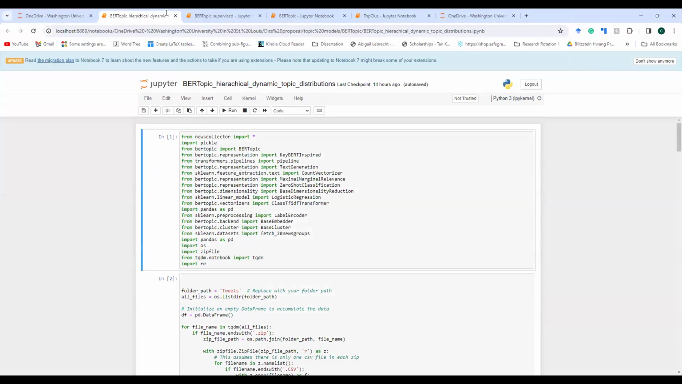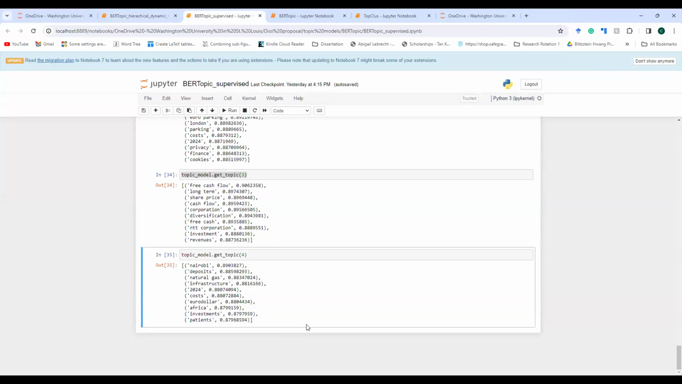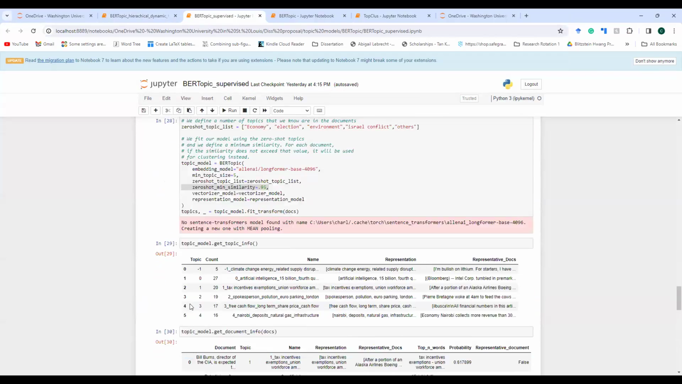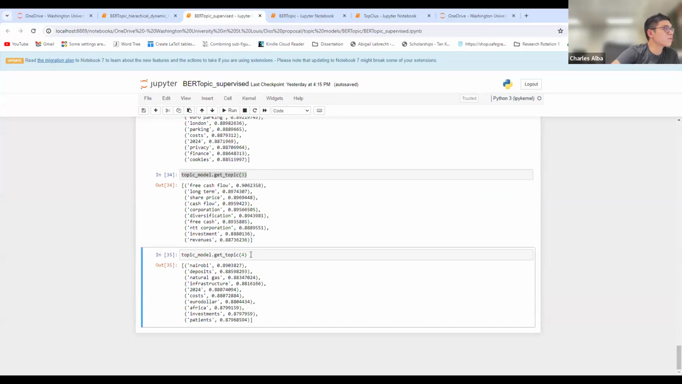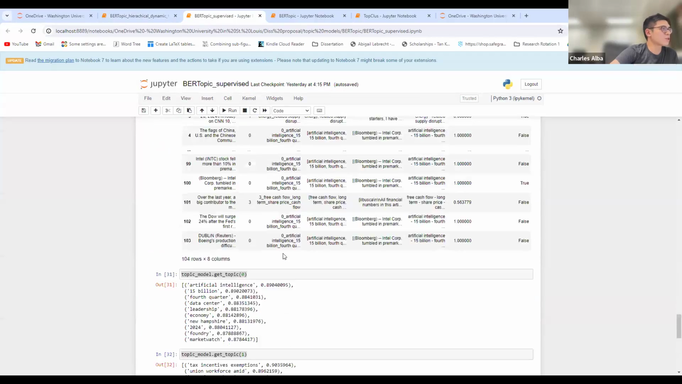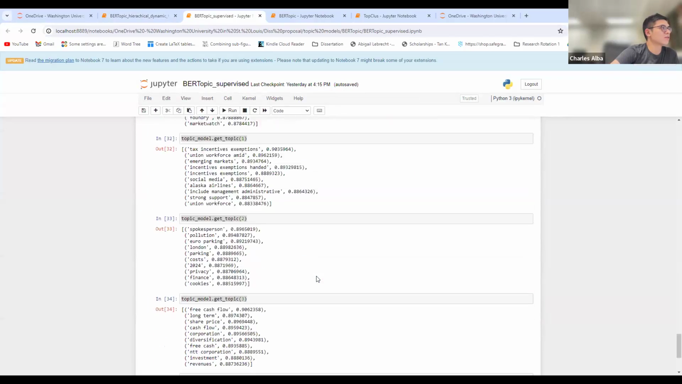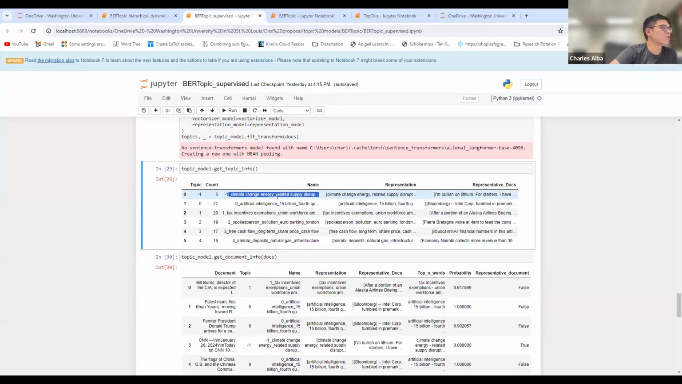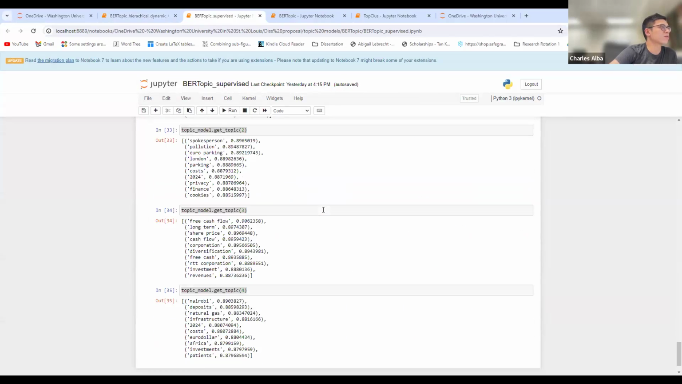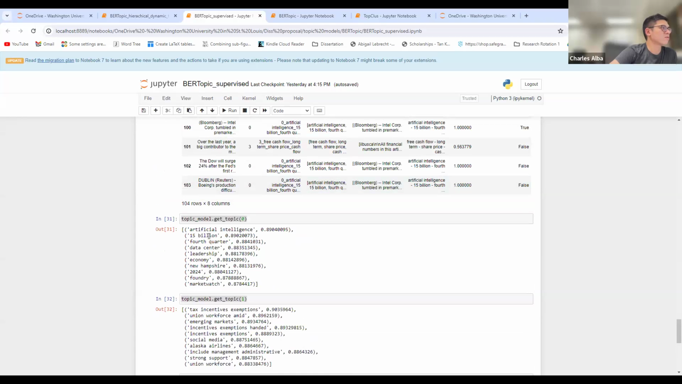I have a question. Yeah, go on. As to the topic, at the end of this file, you tabbed it. Does this represent many articles, or only one article? Oh, you mean this one? Yeah. Oh, so these are the topics generated. For example, this first topic is about climate change, right? They provide it here: climate change, energy related supply disruption.